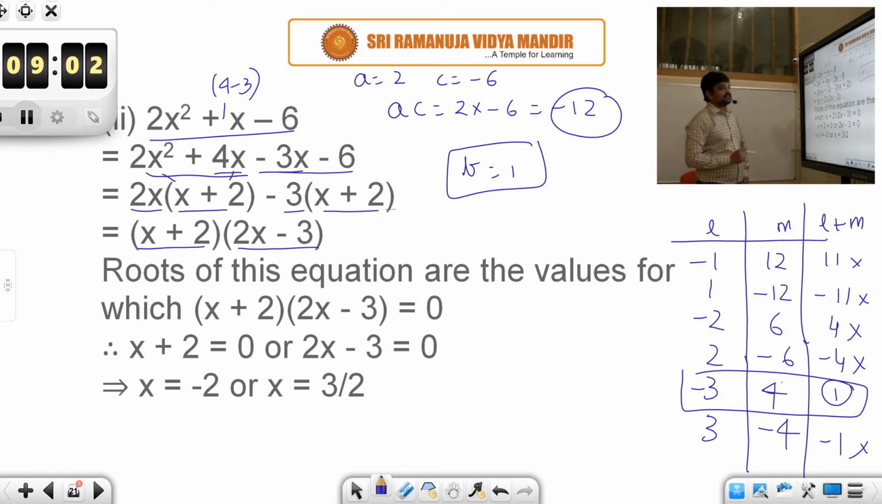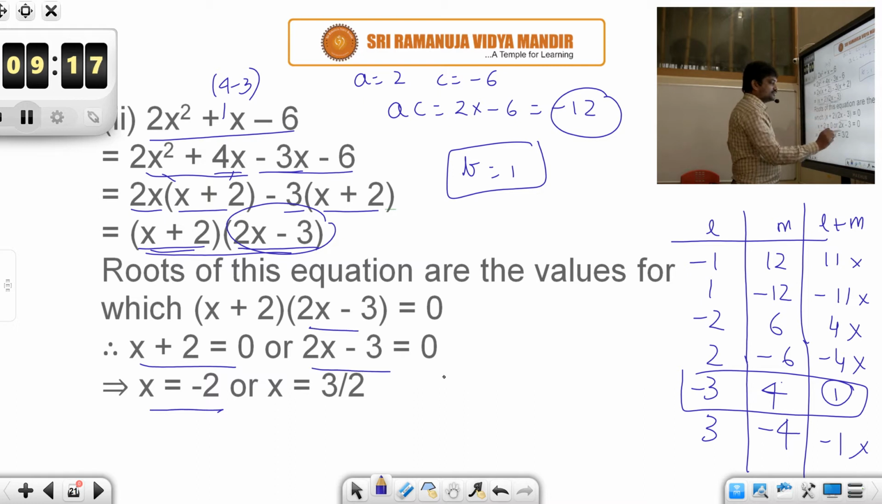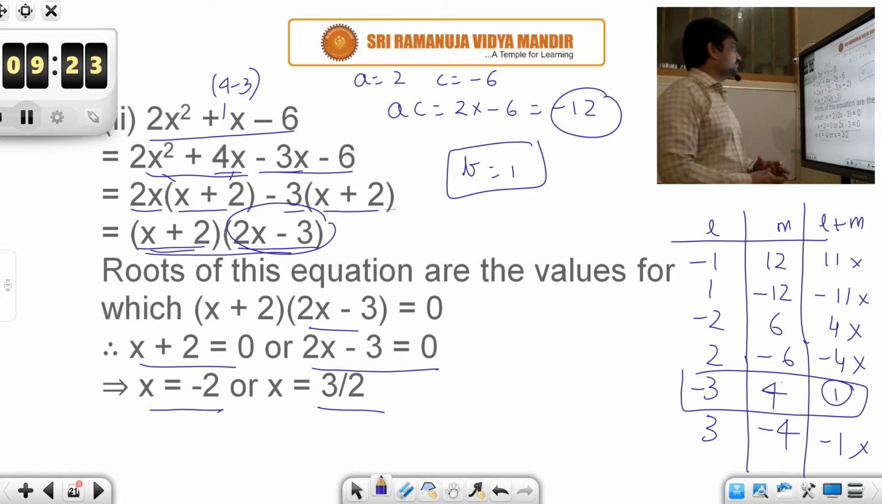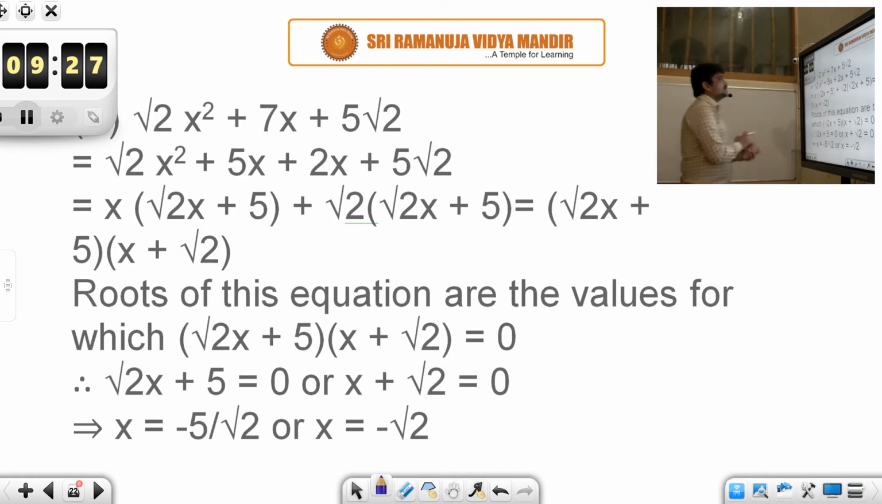Now roots of this equation are the values for which this becomes 0. Since the product of two factors is 0, either one of the factors should be 0. Equating the first factor to 0, you will get x is equal to minus 2. Equating the second factor to 0, you will be getting 3 by 2. Hence the roots of this quadratic equation are minus 2 and 3 by 2. Okay students. Next.